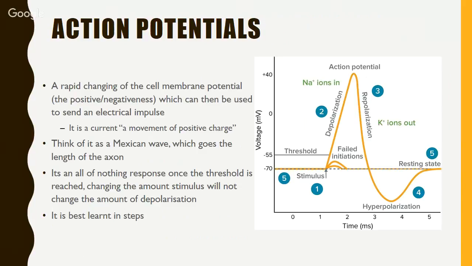So think of it as a Mexican wave, yeah? You have a row of people. This is one axon. If one person stands up there, that's the positiveness there. And then that passes on, and the next person stands up, and the next person stands up. And that sends that impulse towards the end.